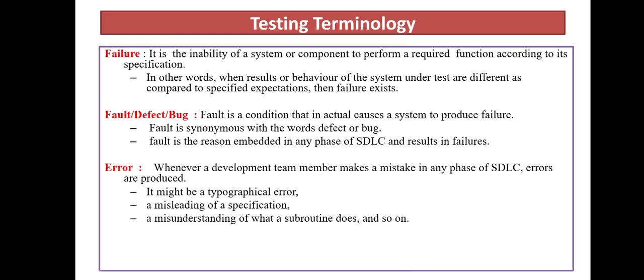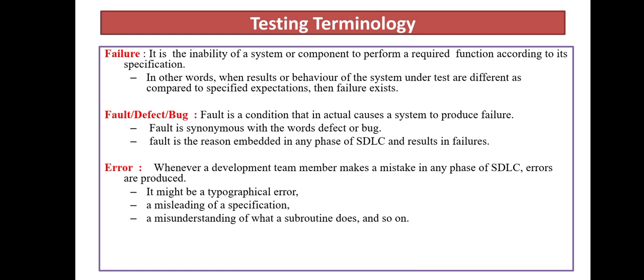Then what causes the fault? Error. Whenever a development team member makes a mistake, it's not by intention, it may be by mistake, he made some wrong entry, wrong input, wrong typing, and some defect may occur. Because of error, a defect may occur. Because of defect, the software is said to be a failure.